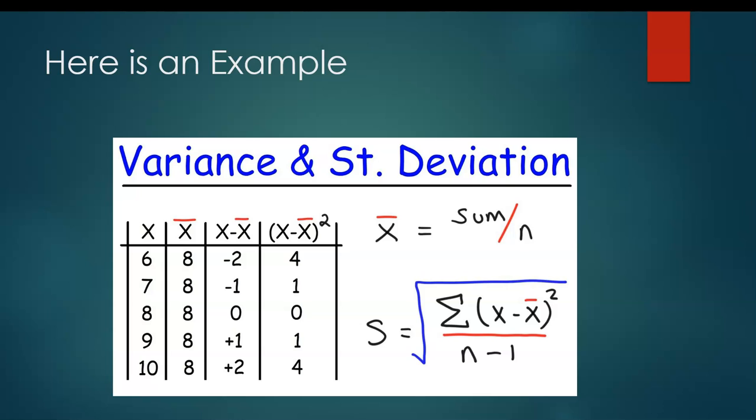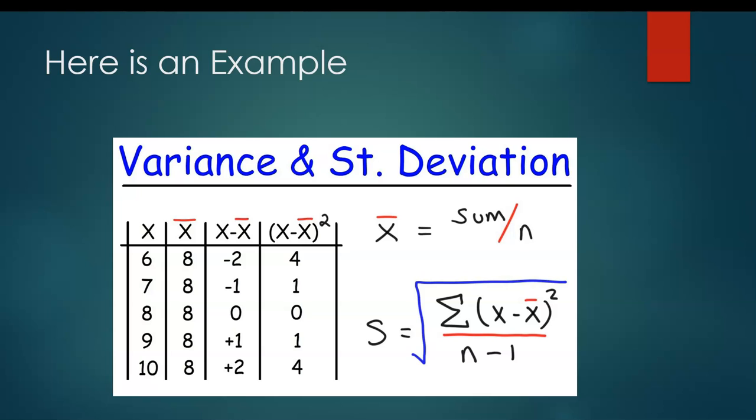And then in the second column, we have the mean. The mean in this particular instance is 8. Remember what we're going to do when we're calculating the variance is we're going to subtract the mean, which is 8, from each x value. And in the first instance, we get negative 2. In the second, we get negative 1. In the third, we get 0. Fourth, we get positive 1. And in the fifth, we get positive 2.